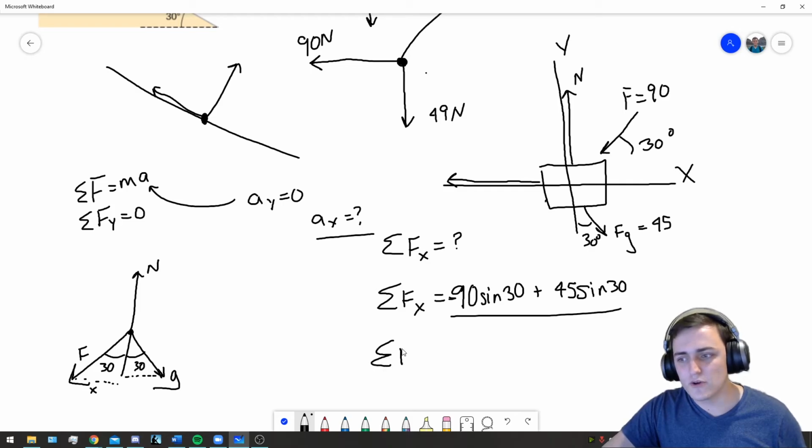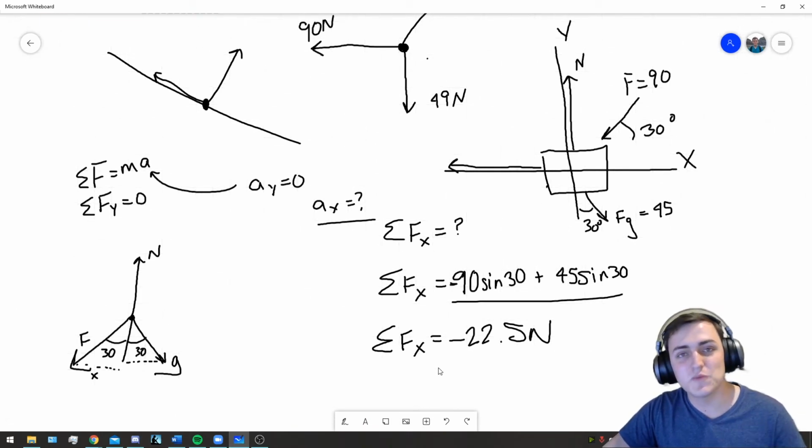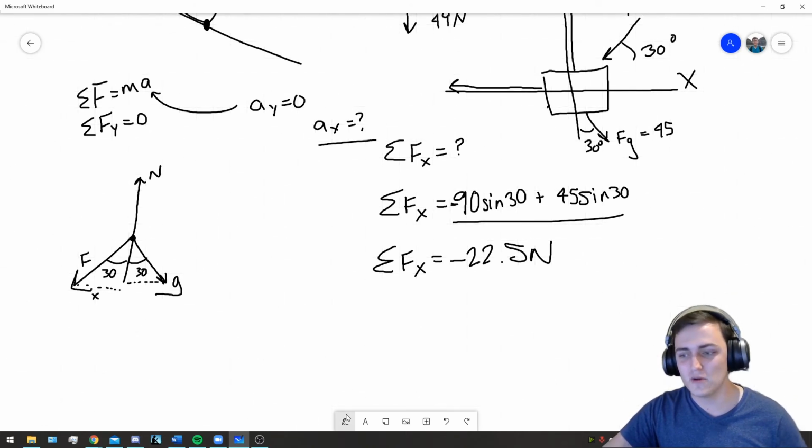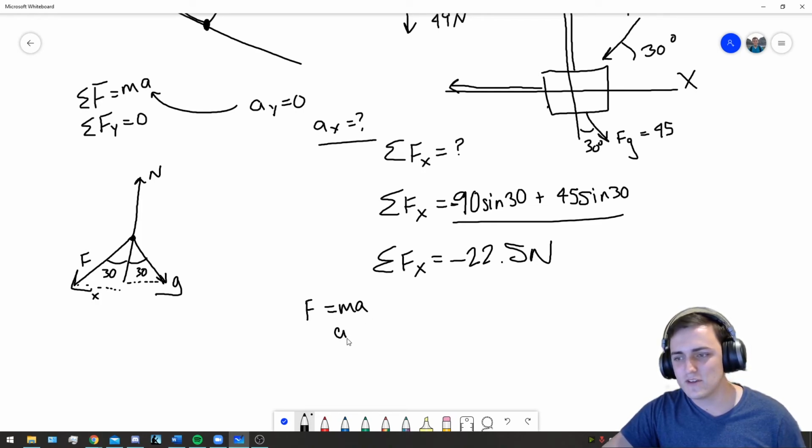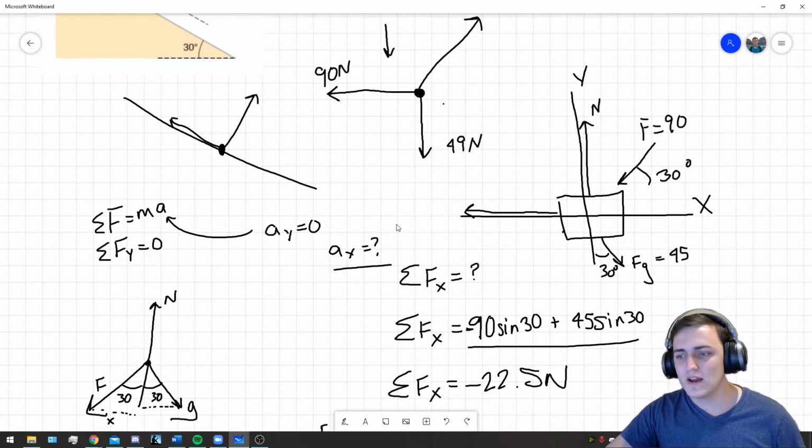And so our net force is negative 22.5 newtons. And it's negative as we expected because it points up the ramp. And we expected the block to go up the ramp. And the last thing to point out that we acknowledged before was that F equals ma, where a is just F over m.